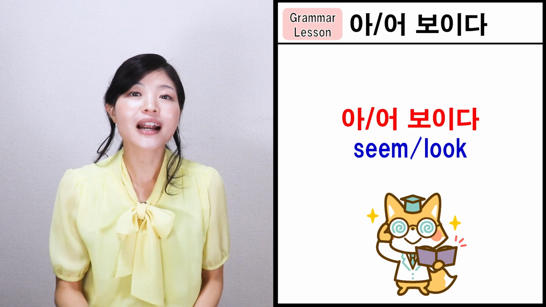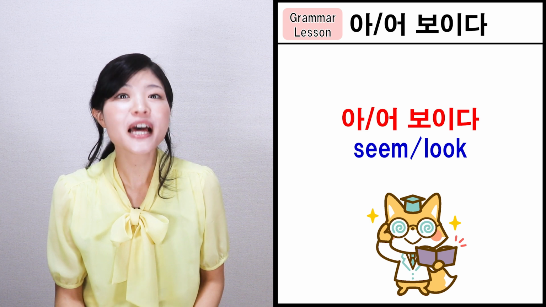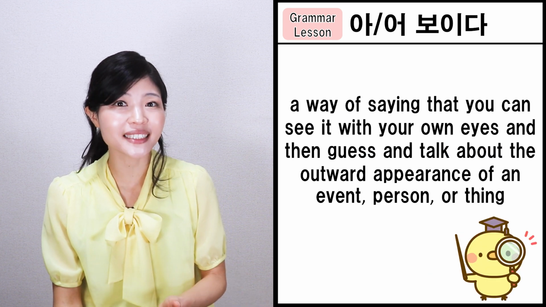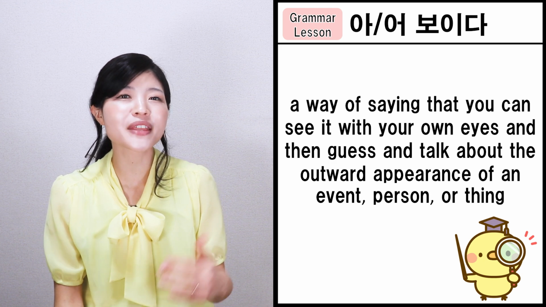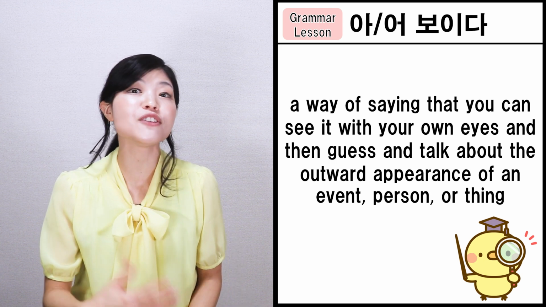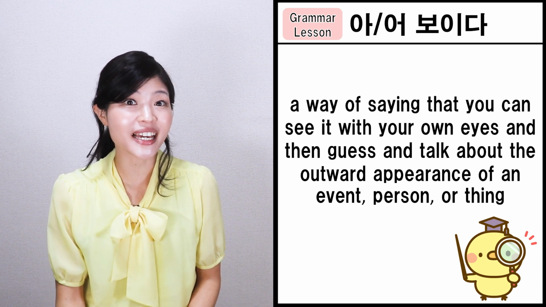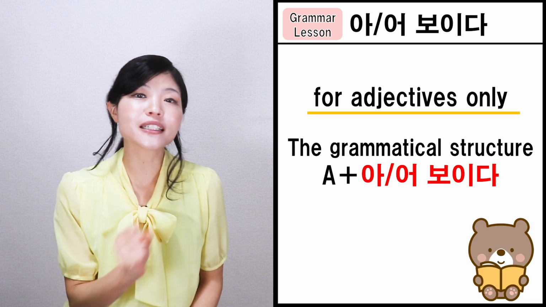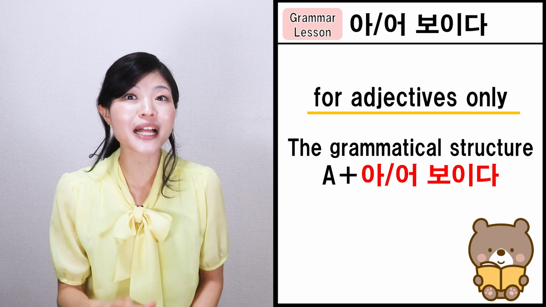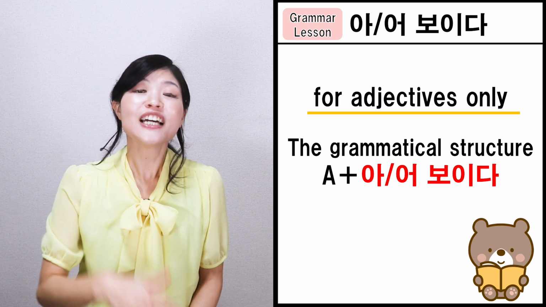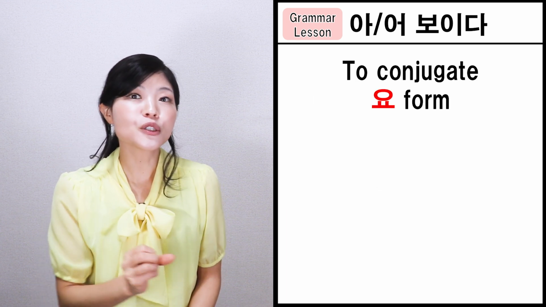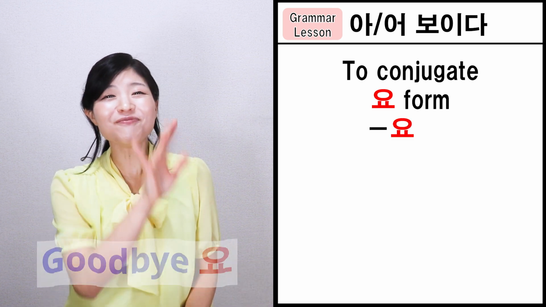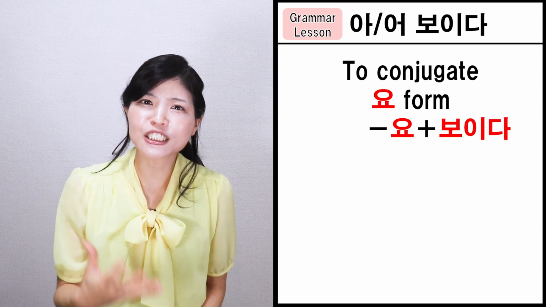The first grammar, -아/어 보이다, means seem, look. This is a way of saying that you can see it with your own eyes and then guess and talk about the outward appearance of an event, person, or thing. You use -아/어 보이다 for adjectives only. The grammatical structure will be adjectives plus -아/어 보이다. Okay? To conjugate, first you create your 요 form. After that, you remove your 요 from it, goodbye, and attach 보이다.